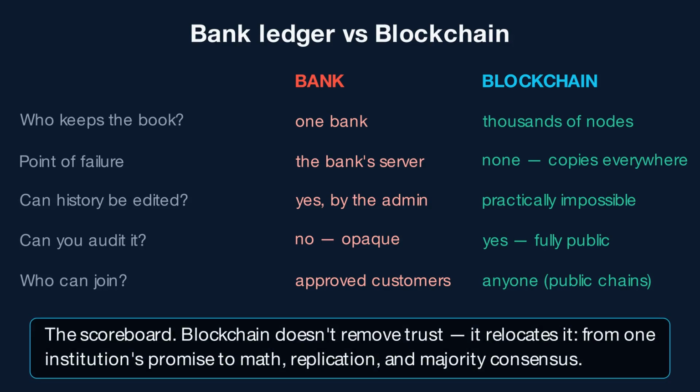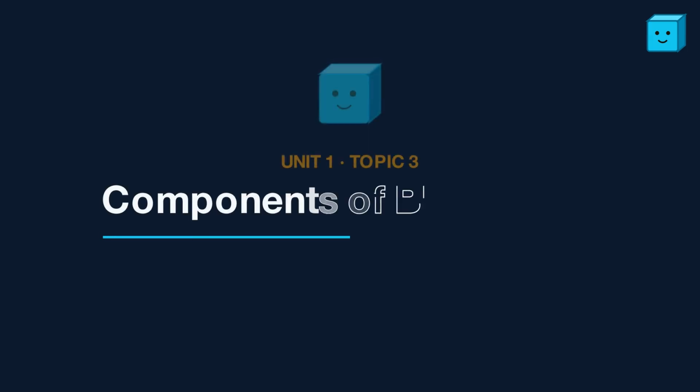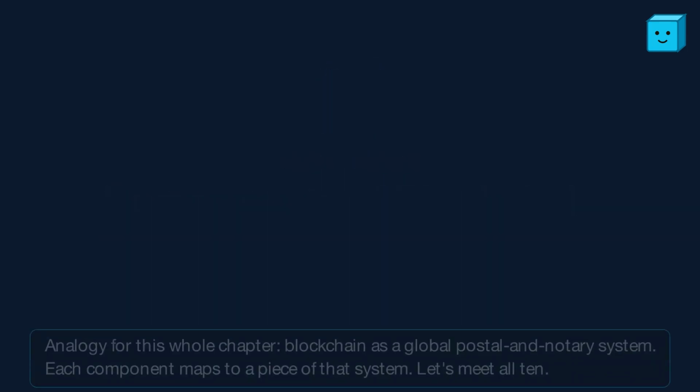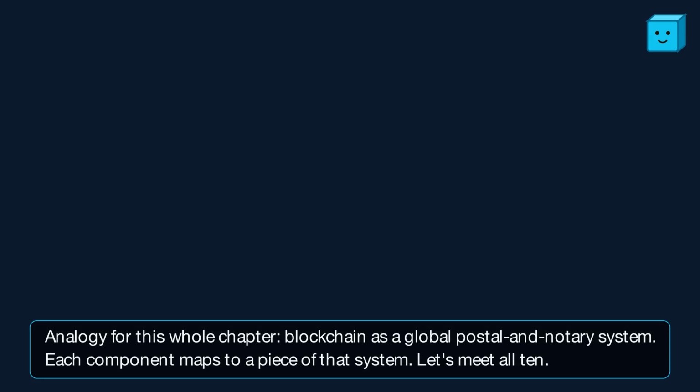The scoreboard. Blockchain doesn't remove trust, it relocates it, from one institution's promise to math, replication, and majority consensus. Unit 1. Topic 3. Components of blockchain. Analogy for this whole chapter. Blockchain is a global postal and notary system. Each component maps to a piece of that system.